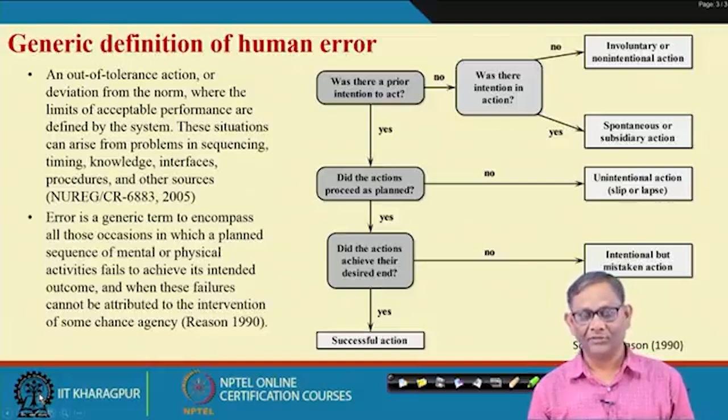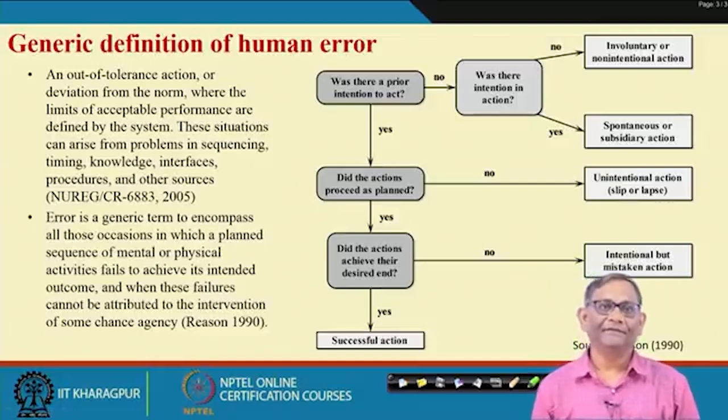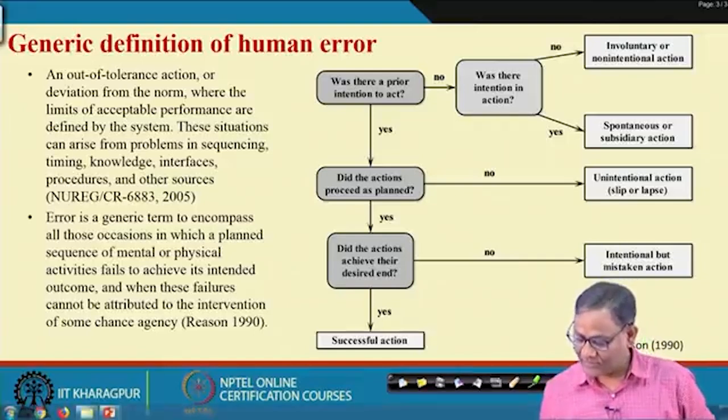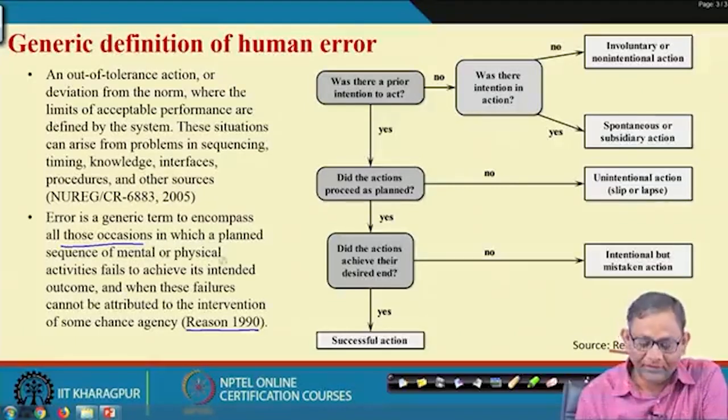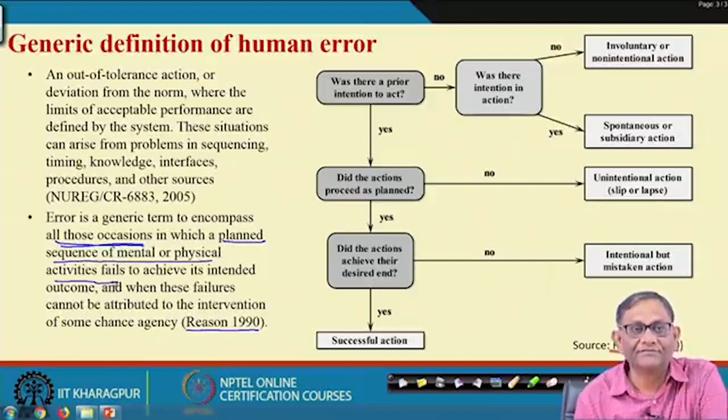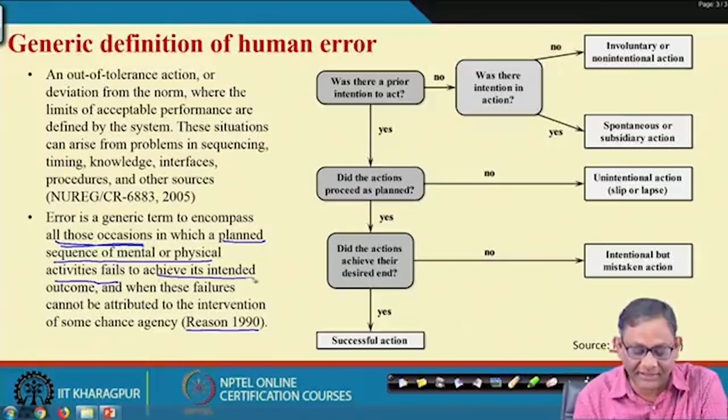Now, with that background, I will give you some definitions of human error, which we have also taken from the same book by James Reason. Okay. So, what Reason said about error is that error is a generic term to encompass all those occasions in which a planned sequence of mental or physical activities fails to achieve its intended outcome, and when these failures cannot be attributed to the intervention of some other chance agency.